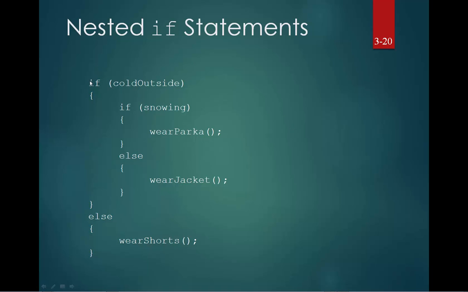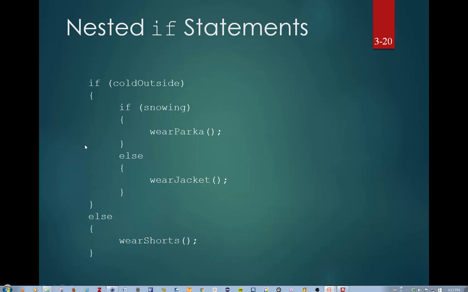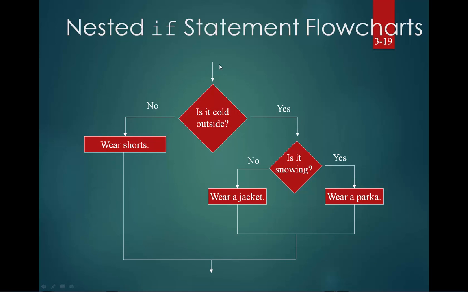So this is the path through here. If it's cold outside is true, we go right here into this block and we ask if it's snowing, and that was false. So we jump to the else. We do wear jacket, and then when we go here, we can't do the else because that was already decided earlier. So we go after that, and then we continue on. All right, what about the rightmost path?